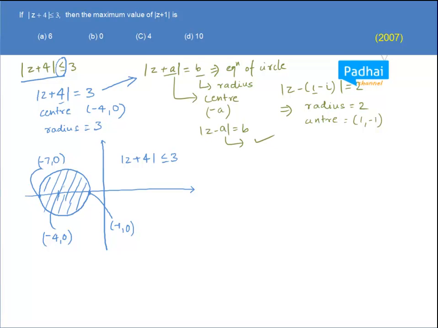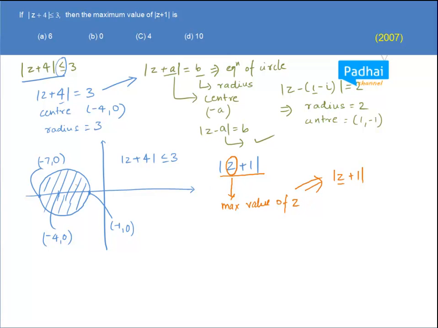Now coming back to the question, you have to find the maximum value of |z + 1|. Let me rub off this and change the pen again. This is what we need to find the maximum value for. If we find the maximum value of |z|, then I will be able to find the maximum value of |z + 1|, because 1 is constant over here. That's pretty obvious.